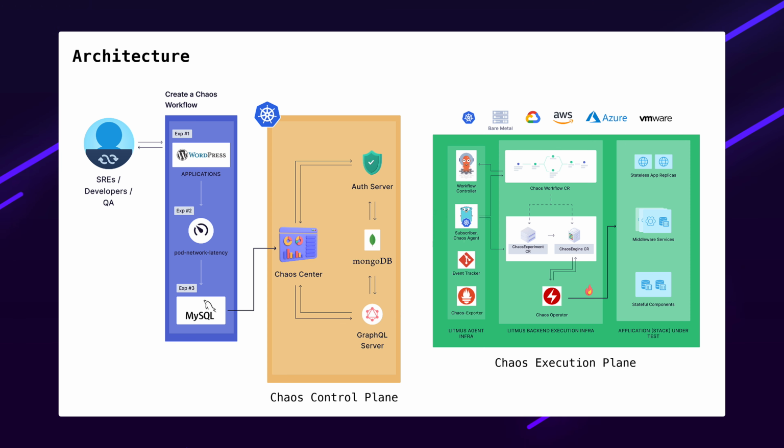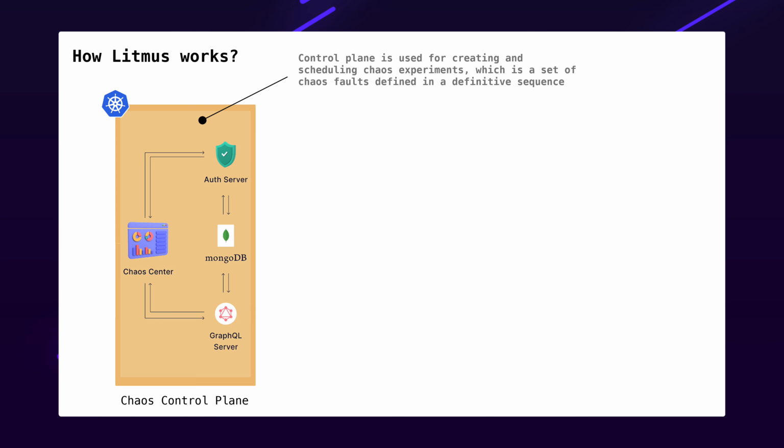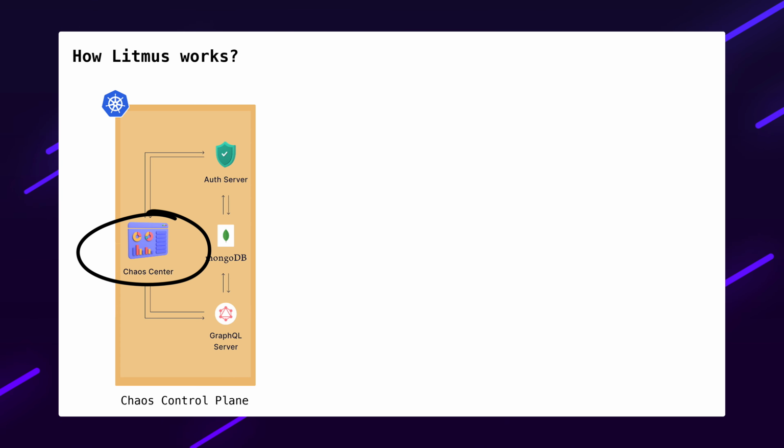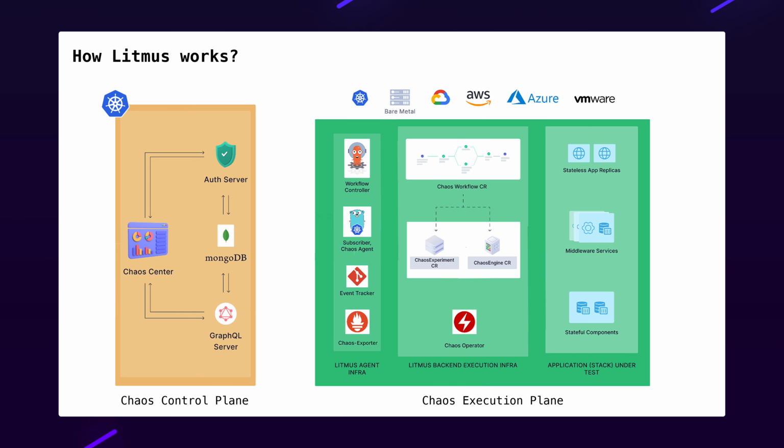Now through this architecture, let's understand how Litmus exactly works. As mentioned, control plane is used for creating and scheduling chaos experiments, which is a set of chaos faults defined in a definitive sequence to achieve a desired chaos impact on the target resource upon execution. In order to create experiments, users can set up and log into the Chaos Center using the web-based UI. Once the user creates a chaos experiment using Chaos Center, it is then passed to the execution plane.